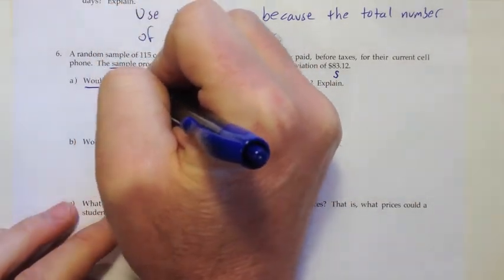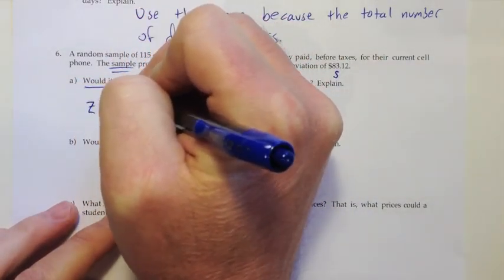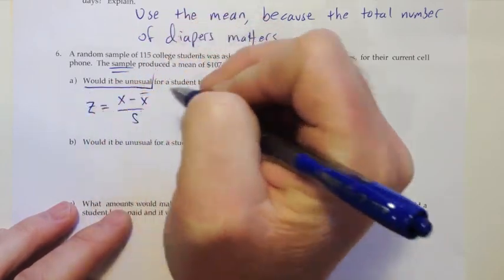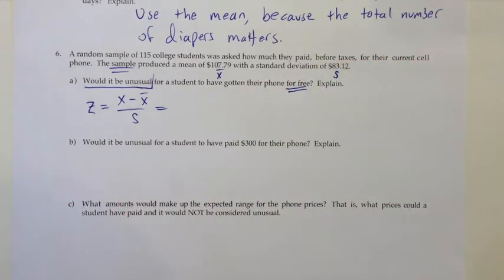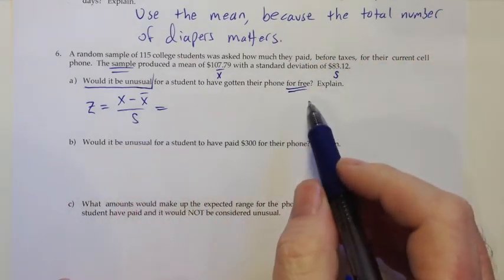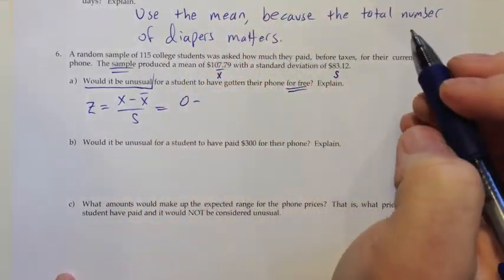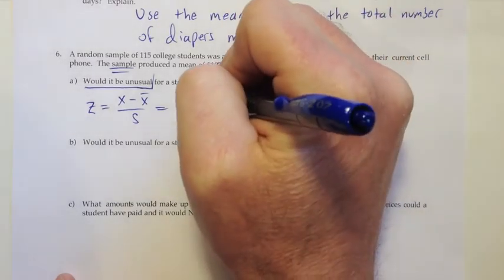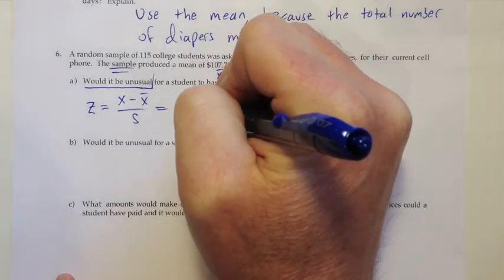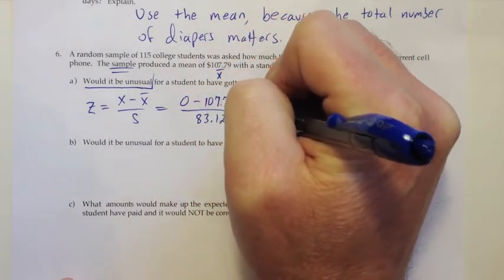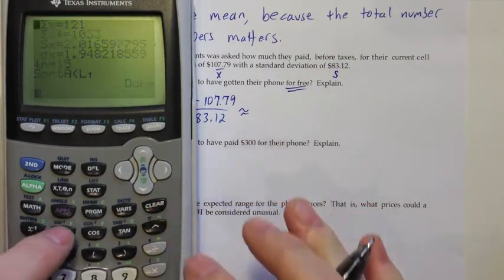When somebody asks me, would it be unusual, I always want to do a z-score. And in this case, I would do x minus x bar over s. And I have to think about what is the x if the phone was free. And we're talking about the cost that they paid. So if they didn't pay anything for their phone, if it was free, that would be a 0. And then I would subtract the mean, which is 107.79. And I would divide by the standard deviation, which is 83.12, and I would want to see how big that is. So let's see, let's exit out of here, clear that.